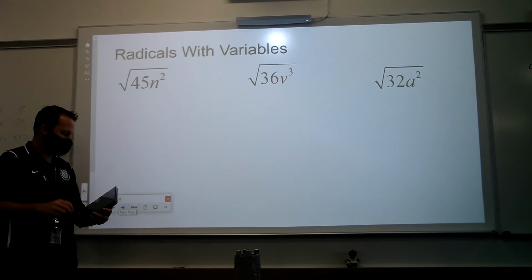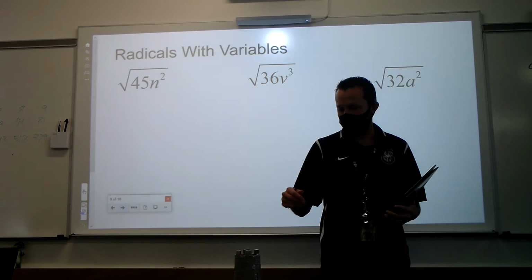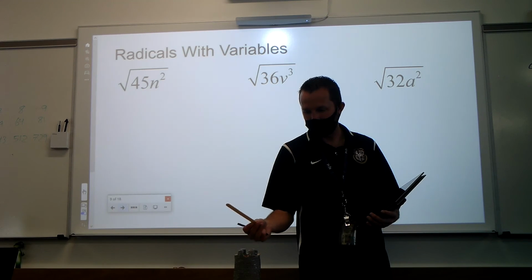All right, so I've got 45 n squared. So with the 45, we're going to break it down, look for buddies. With the n squared, break it down, look for buddies, and then we'll do both of them.